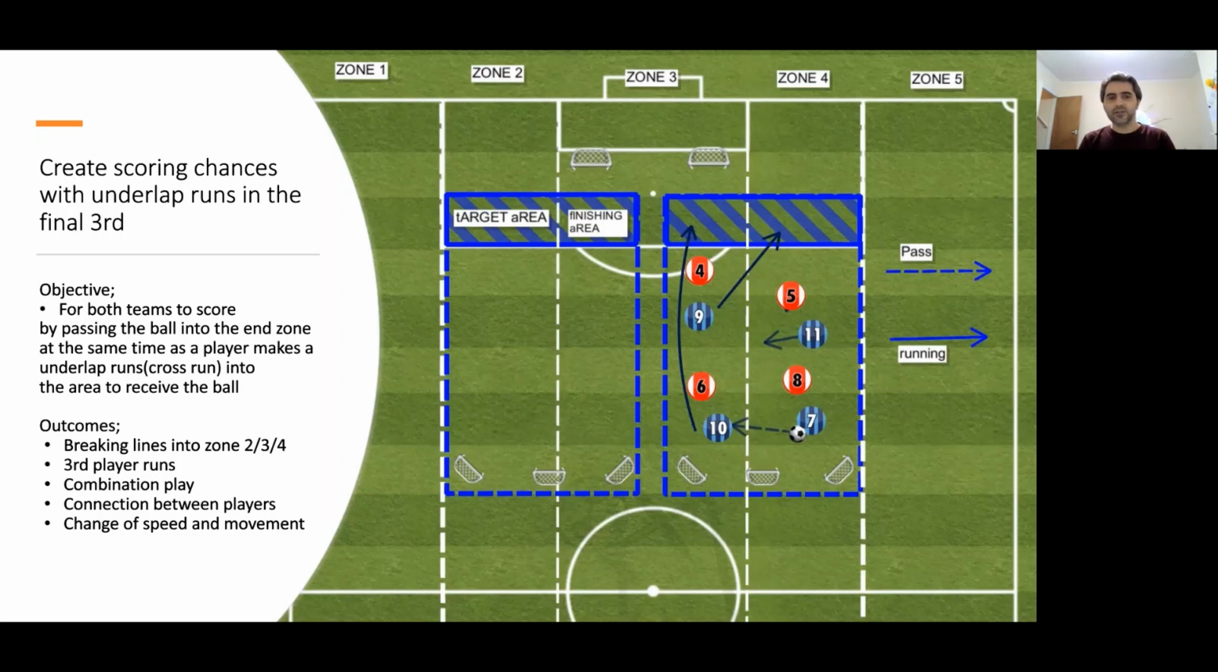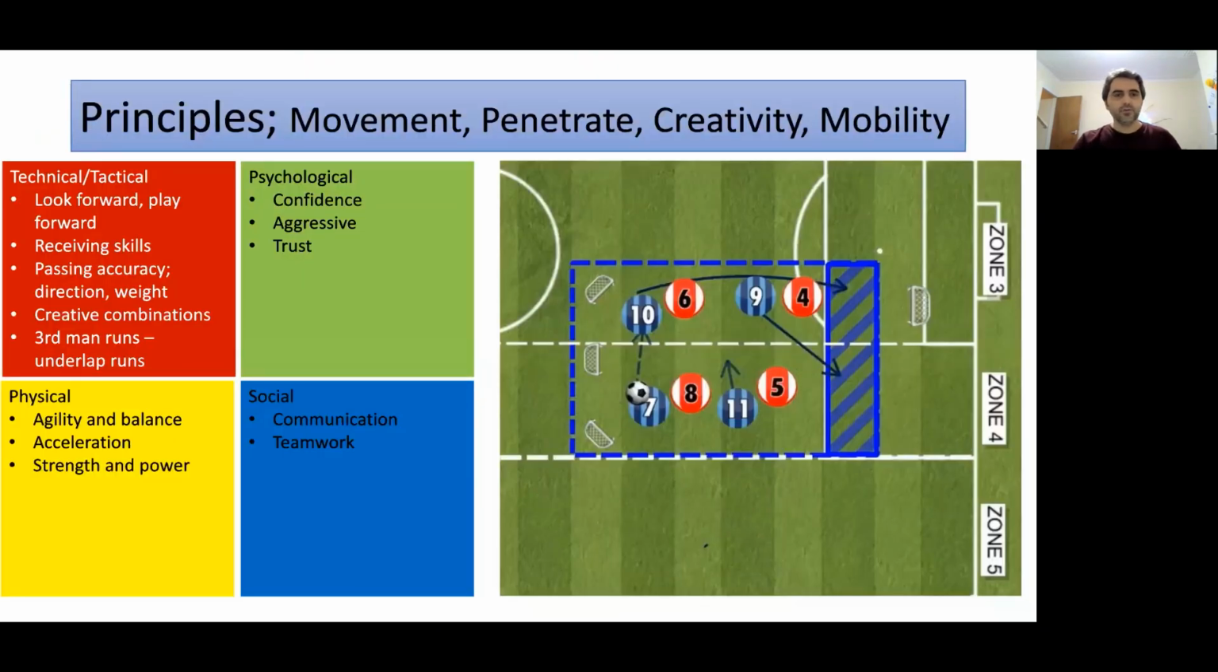Okay, and let's talk a little bit about the 4 corner model. As you know, we have the 4 corner model: technical and tactical side, psychological side, physical side, and the social side. We almost talked about all the technical and tactical sides. We didn't just talk about looking forward, playing forward. It is the nature of this game because we need to play forward. We need to encourage the players to play forward and to look forward.